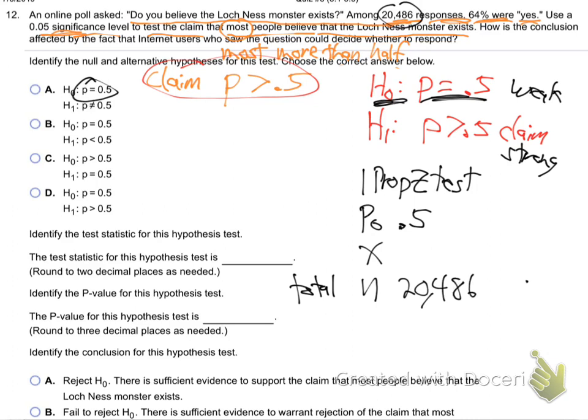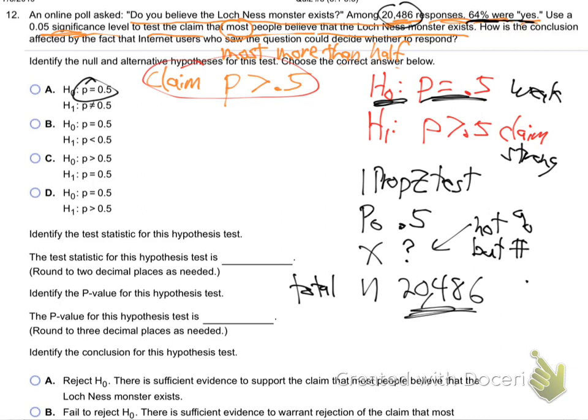20,486 respondents. That's a lot of people that were asked. And 64% said yes, they believe in the Loch Ness Monster. I don't know if they're joking or what. Now, what do I put here for X? 64%? No, not percent, but number. The number that actually believed out of the 20,486 who were asked.